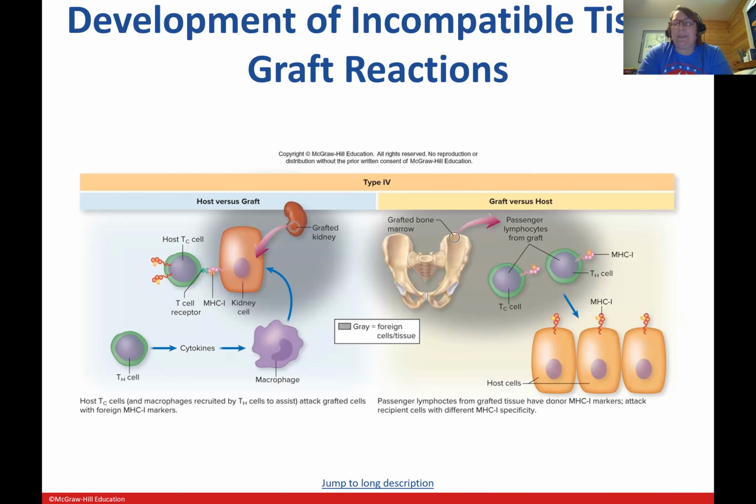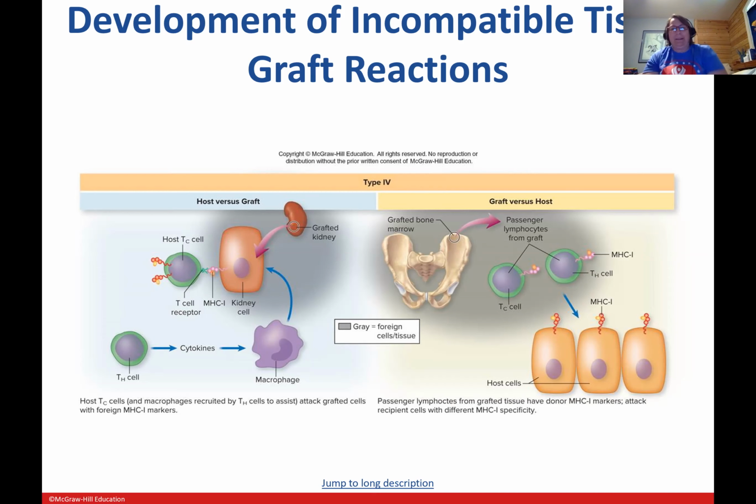And so here's a picture of the two things that we just talked about. So in this picture, we have host versus graft on the left side and graft versus host on the right side. So host versus graft, you have some kind of a transplant. In this case, we have a kidney, okay? And the kidney cell has an MHC class 1 that is dramatically different than our normal self MHC1. And so the T cell receptor is going to recognize that, and it's going to call in the rest of the immune system to attack that foreign tissue.